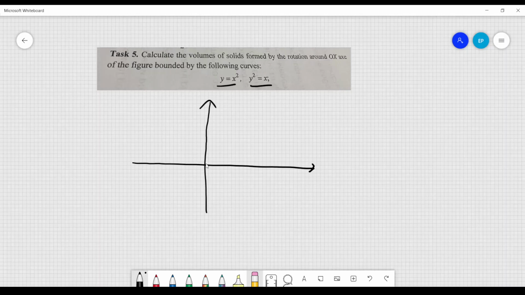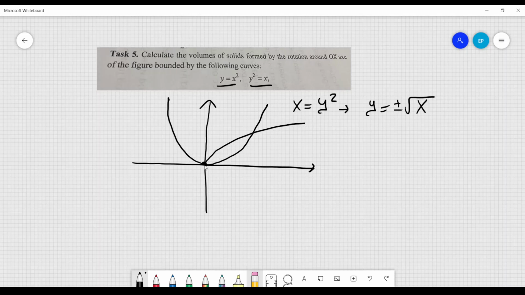y equal to x squared is a parabola which does something like this, and then the curve y squared equal to x is something like this. So we have x equal to y squared. We can also read it like that, x equal to y squared, which means y equal to plus or minus the square root of x. So y equal to square root of x is something like this, whereas y equal to minus square root of x is something like this.